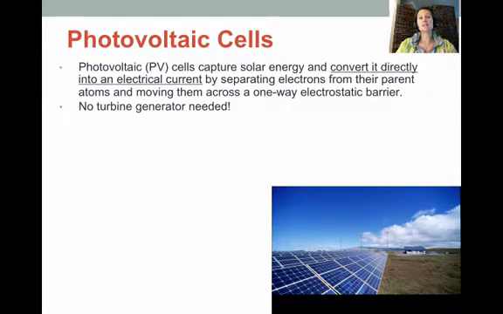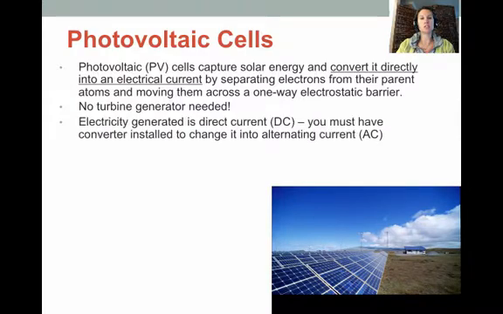So the nice thing with photovoltaic cells is there's no turbine needed. You don't need a turbine generator. And that's why they can go straight on top of rooftops and other things, because they're much less maintenance, much easier to deal with, and not nearly as much equipment.